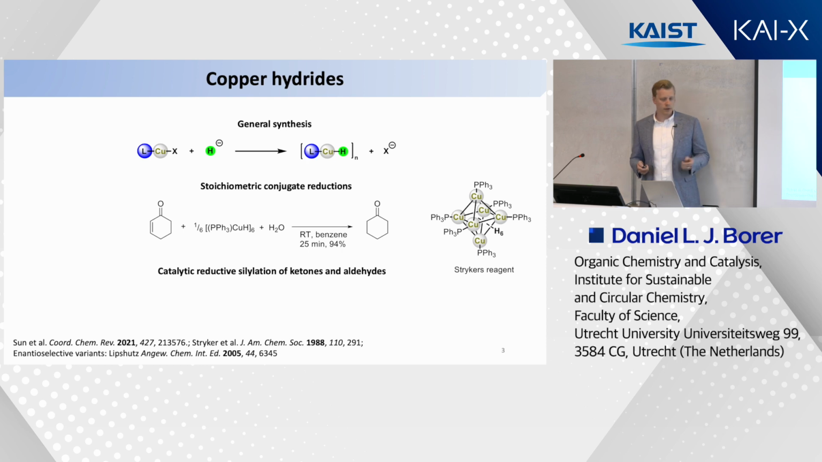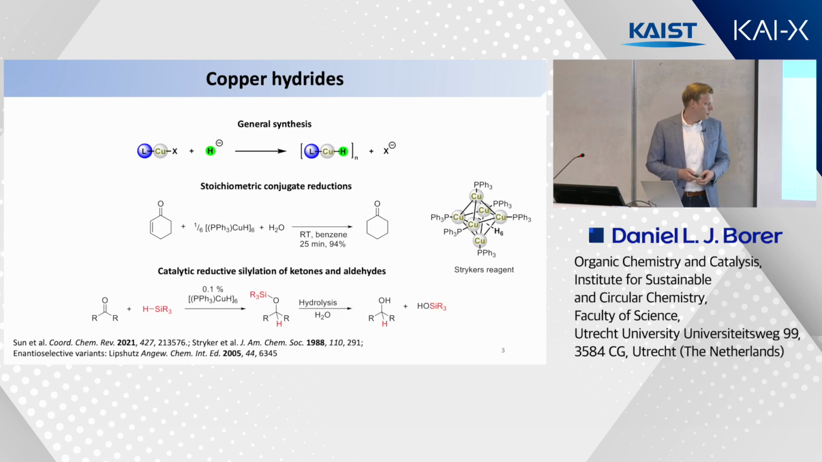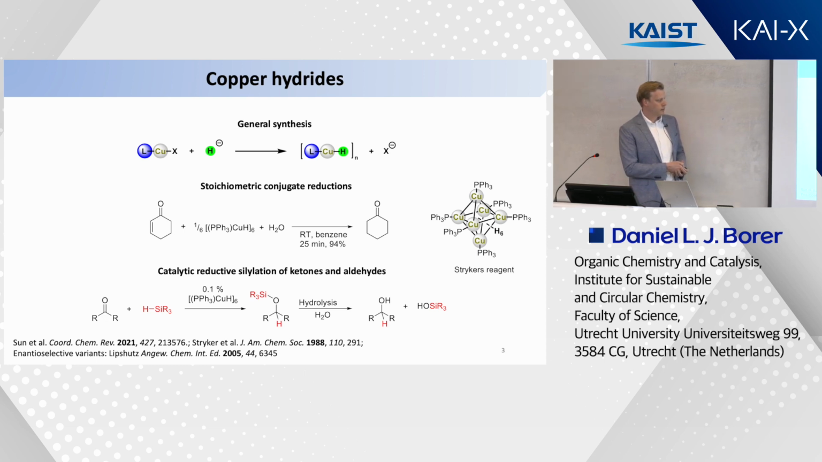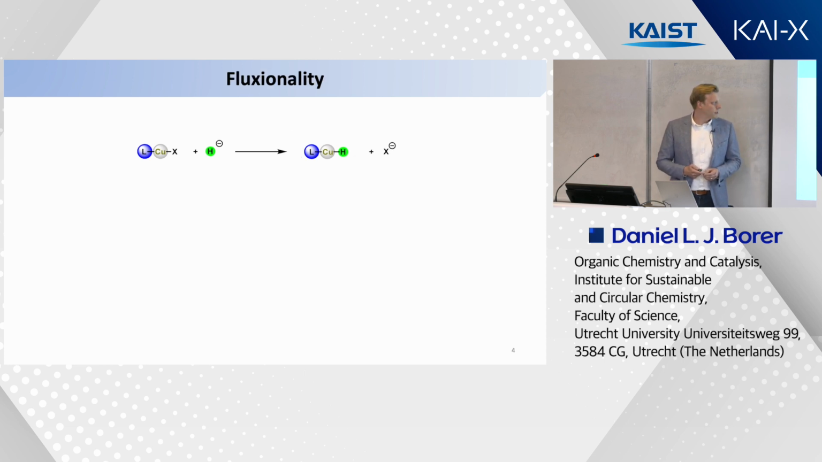And in addition, Stryker's reagent is also widely employed in hydrosilylation. So reductive hydrosilylation of ketones: add a silane and a very tiny amount of Stryker's reagent, and you can make the silyl ether, which you can subsequently hydrolyze to the alcohol. And a variety of enantioselective transformations have also been developed, but that's not what I'm going to talk about, because what I would like to focus on today is fluxionality.